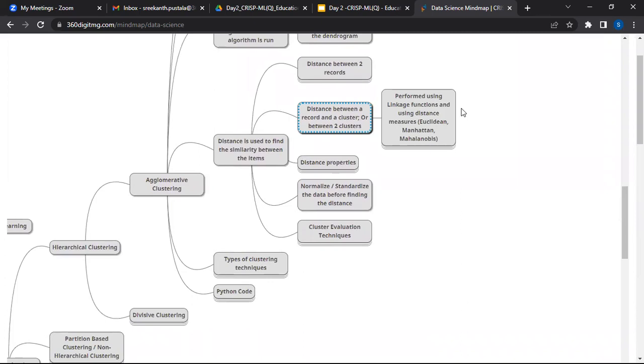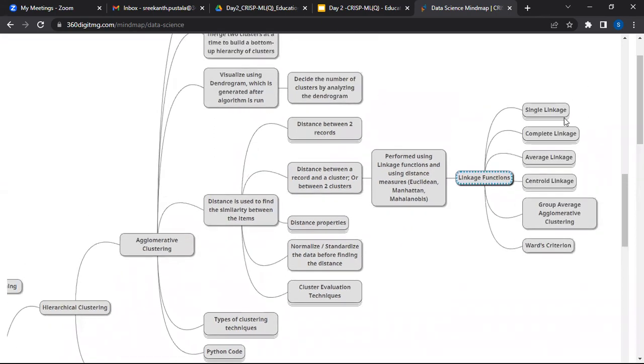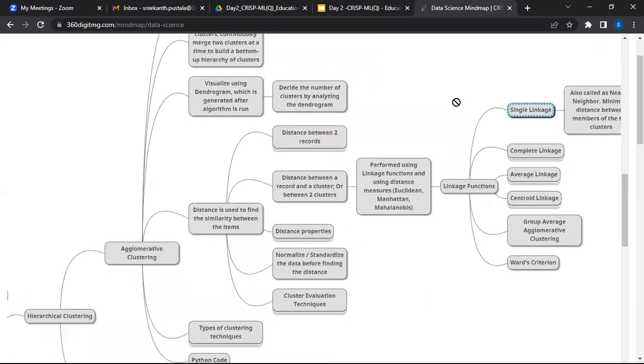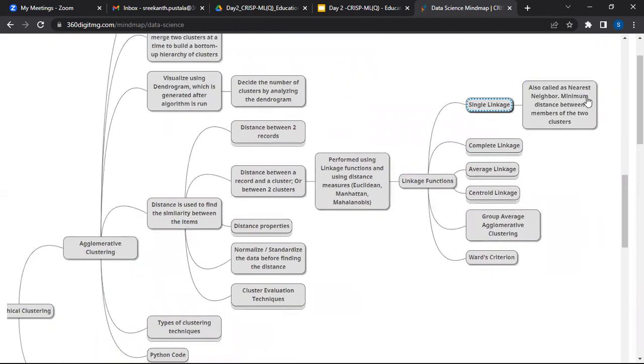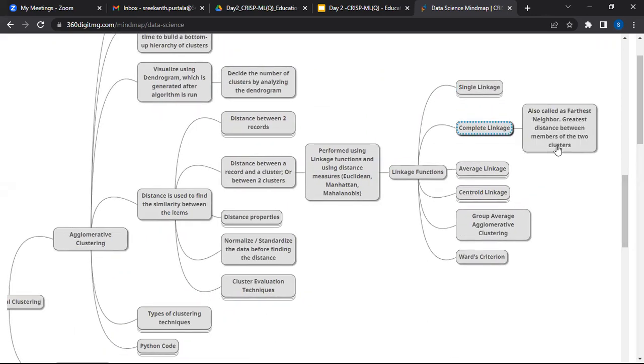When I am trying to find the distance between a record and a cluster, or between two clusters, it is performed using linkage functions and distance measures like Euclidean, Manhattan, and Mahalanobis. These are called linkage functions. We have the single linkage method, also called nearest neighbor, the minimum distance between members of the two clusters. And complete linkage, also called farthest neighbor, the greatest distance between members of the two clusters.